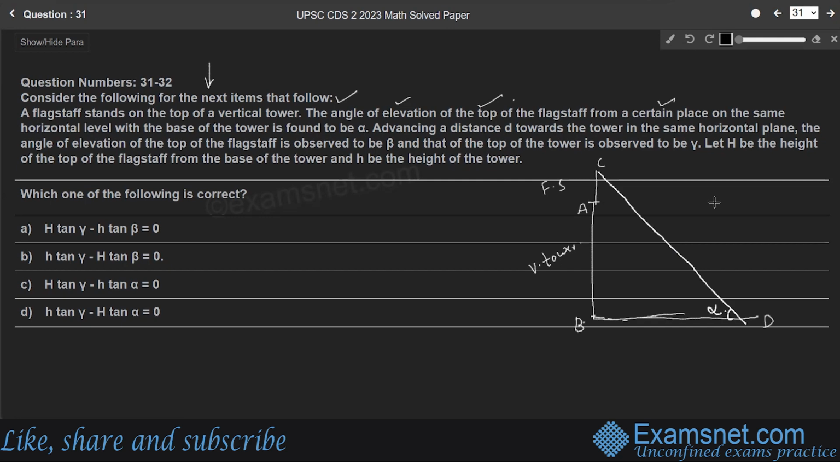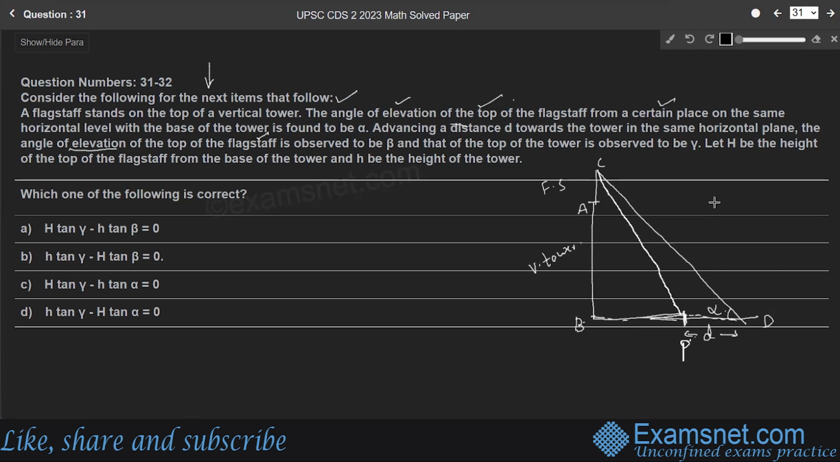Advancing a distance d towards the tower in the same horizontal plane. So let us move towards the tower, and let d be the distance which we have moved. Advancing distance d towards the tower in the same horizontal plane, the angle of elevation of the top of the flagstaff is found to be beta. So from this place, let it be P, we are considering the place P, from the place P, the angle of elevation of the top of the flagstaff. The flagstaff top is C.